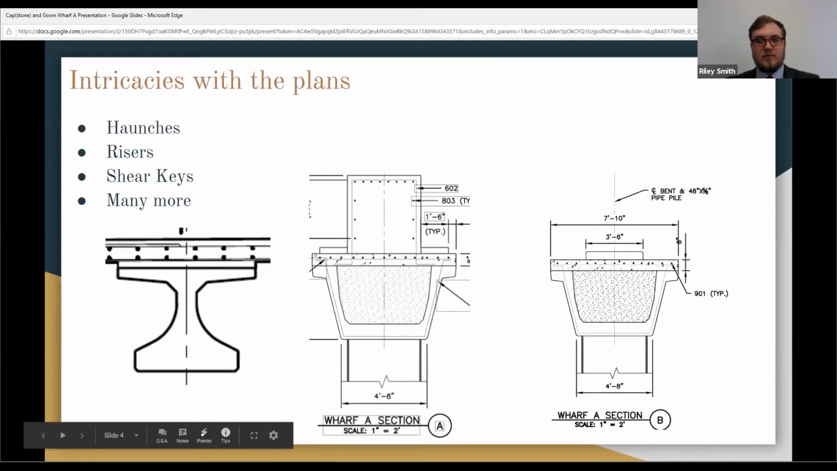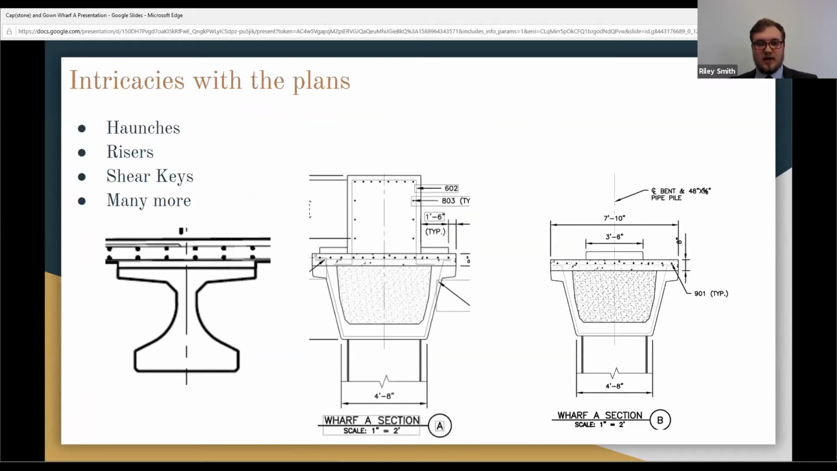So there were quite a few details that, if you weren't looking hard enough, you could very well miss, like the haunches that sit on top of the LG36 girders. If you weren't looking closely enough, you'd never notice that they were there. It's just a 2-inch tall strip of concrete that acts kind of as a riser for the slab.